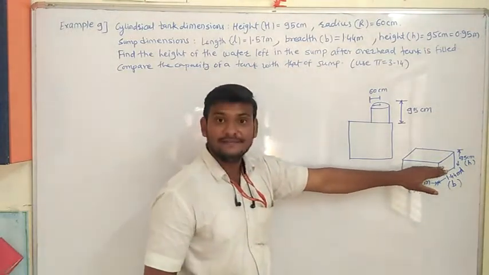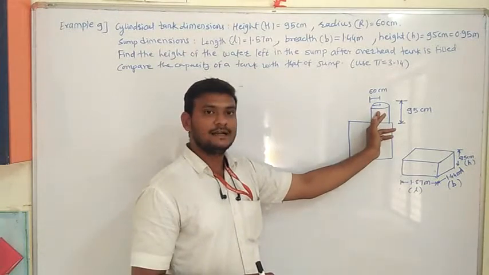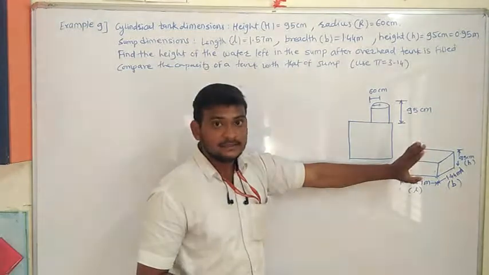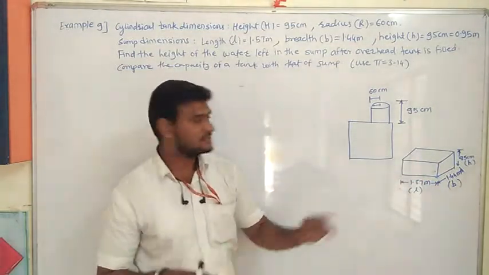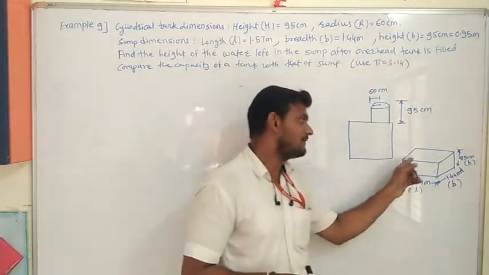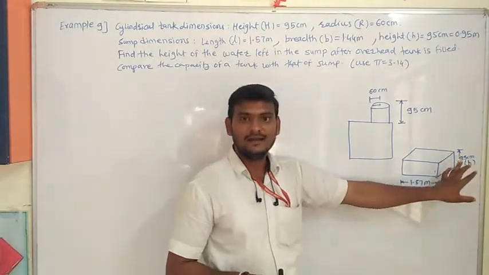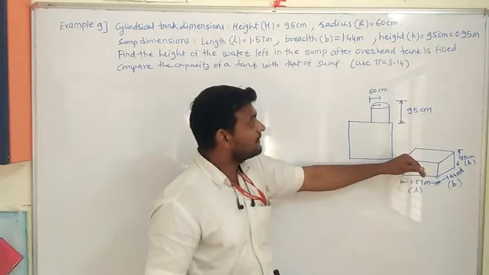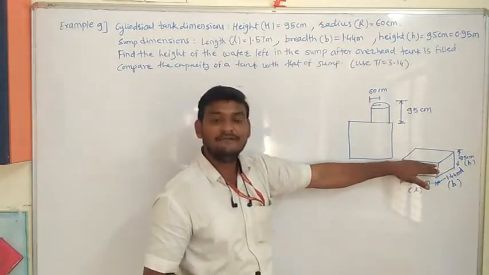Find the height of the water left in the sump after filling this cylindrical tank. After filling this cylindrical tank, how much height of water remains in this sump? Initially this sump is completely filled up to the height of 0.95 meter. Because the sump height is 0.95 meter, completely filled means the water was initially there up to the height of 0.95 meter.